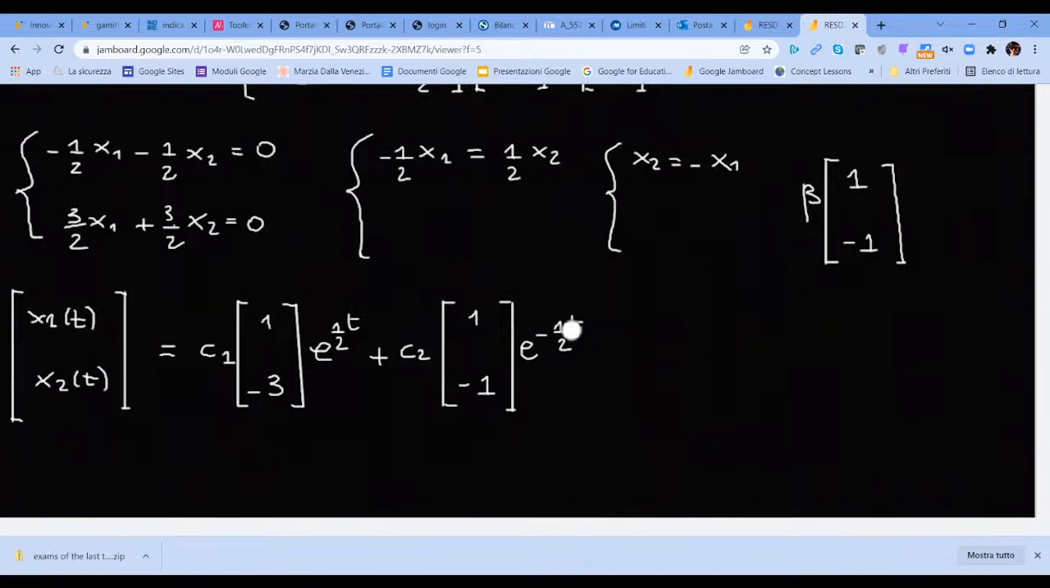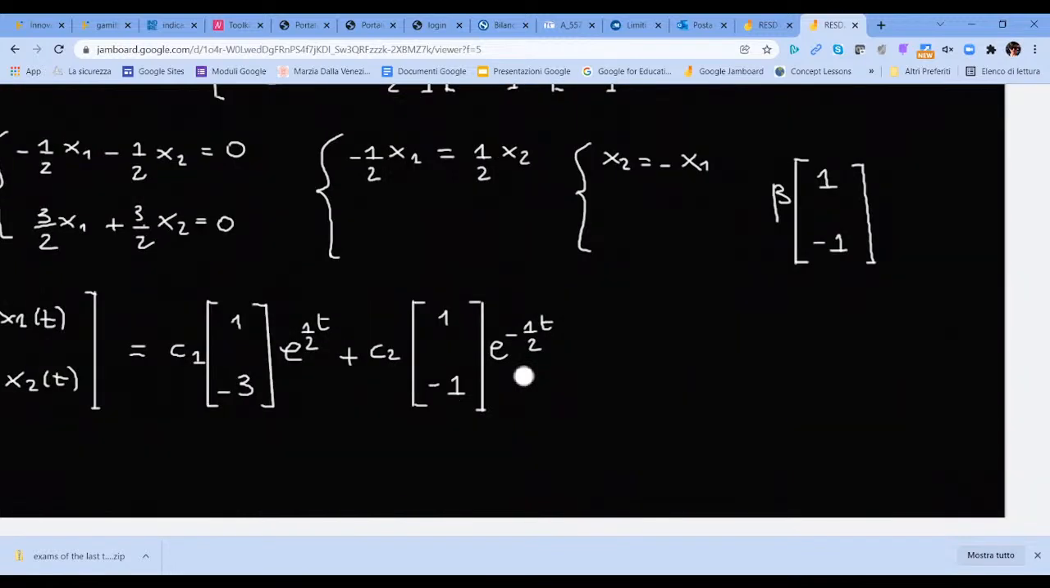I hope all computations are right. I think that there are no mistakes in the computation, but if you find something, you can ask, and then you can write me. So we have then the general solution.